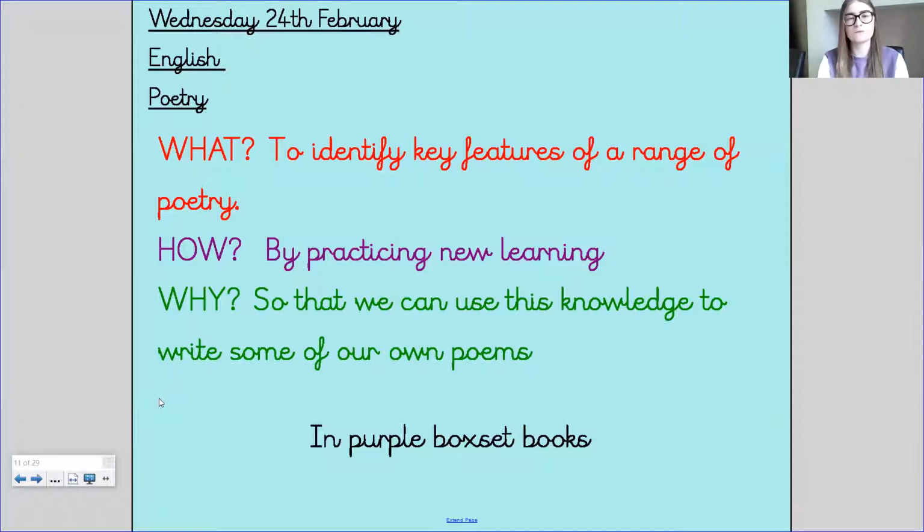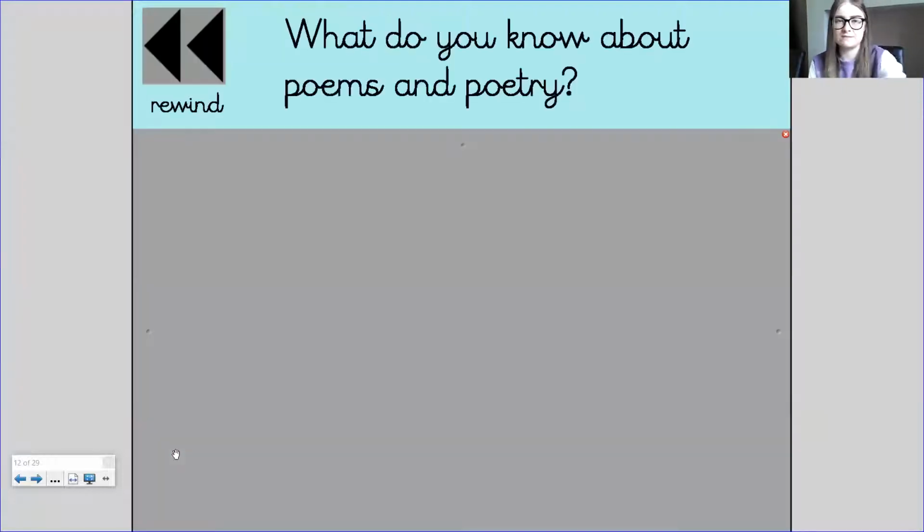Okay, so today we are going to identify key features of a range of poetry. We're looking at not just one kind of poem, but poetry in general, by practicing some new learning so that we can use this knowledge to then write some of our own poems. Okay, and we are in our box set.